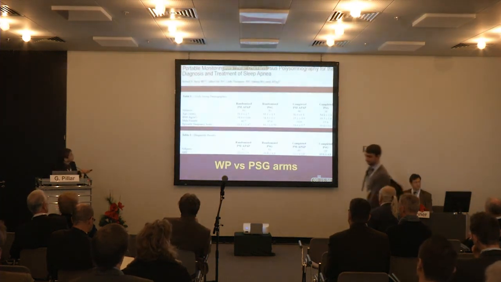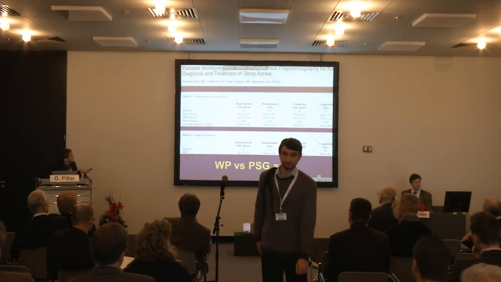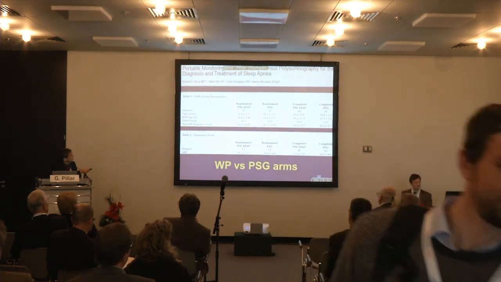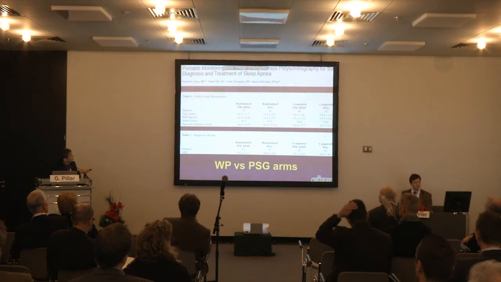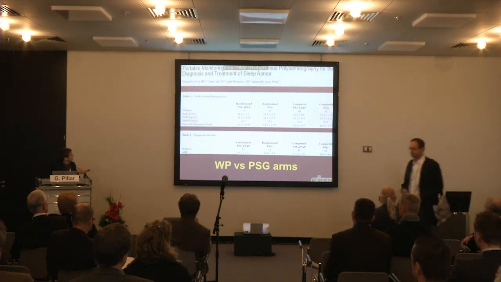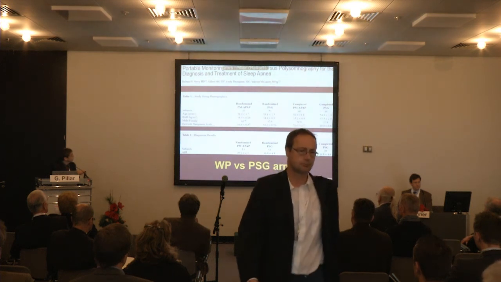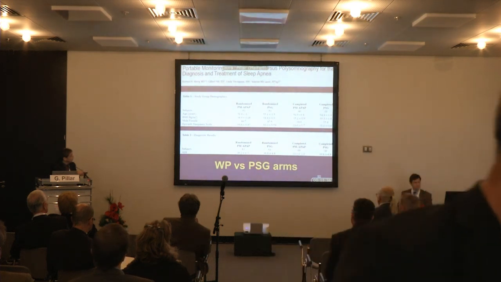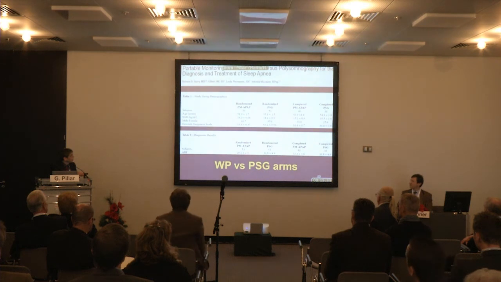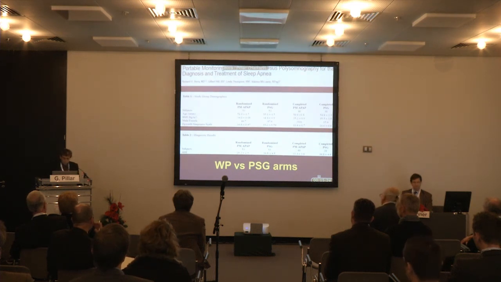First of all, this is the population. This is the portable monitoring and automatic PAT in the home, and this is the PSG arm. They had 53 patients in each. Age was similar, body mass index was similar, male to female ratio was similar, and the Epworth was similar, and the severity was also similar, with slightly more severe patients turning out in the randomization of the lab arm versus the home arm.